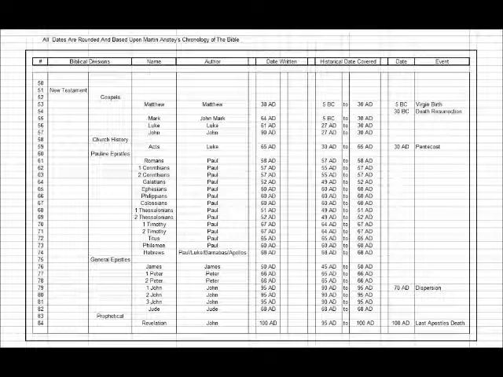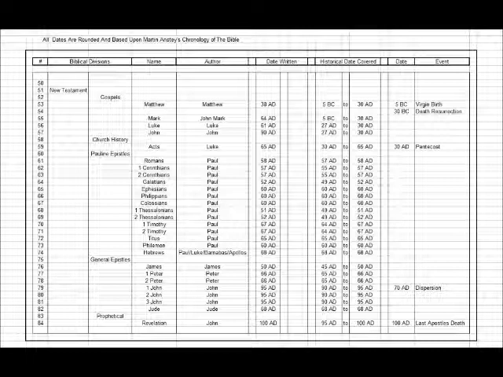Now, let's go back and look at these very quickly. From Romans through 2nd Thessalonians, all of those books were written to churches. Like, for example, the book of Romans was written to the Lord's church in Rome. 1st and 2nd Corinthians were written to the church that was at Corinth. Galatians was written to the church at Galatia. Ephesians was written to the church at Ephesus. Philippians was written to the church at Philippi. Colossians was written to the church at Colossae. 1st and 2nd Thessalonians was written to the church at Thessalonica.